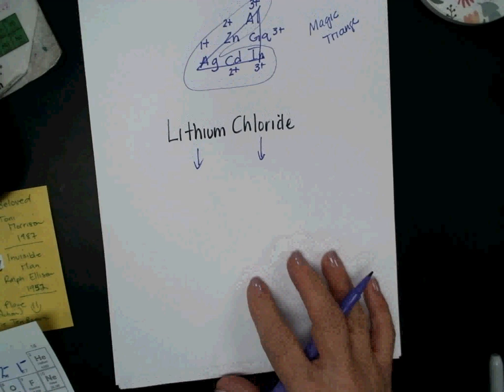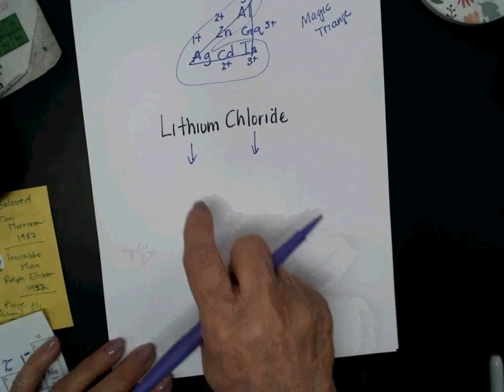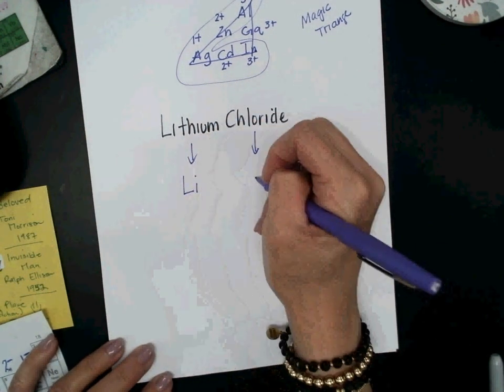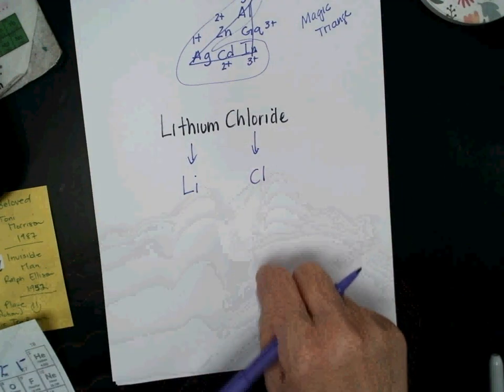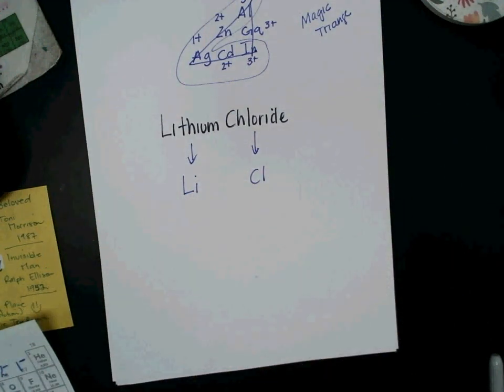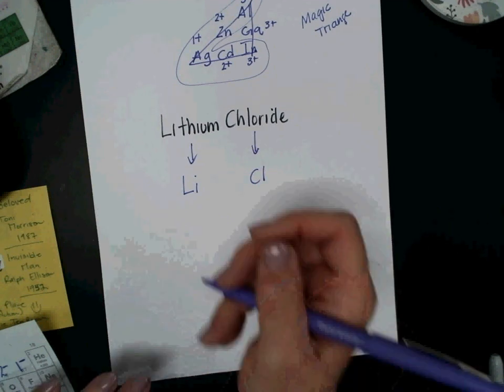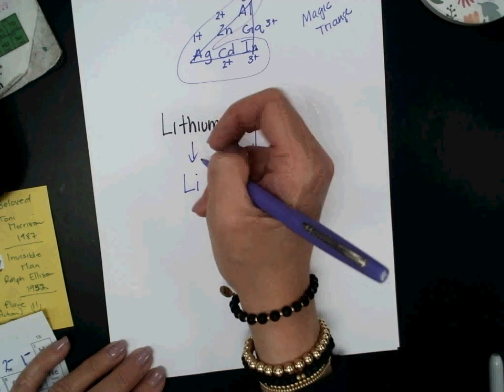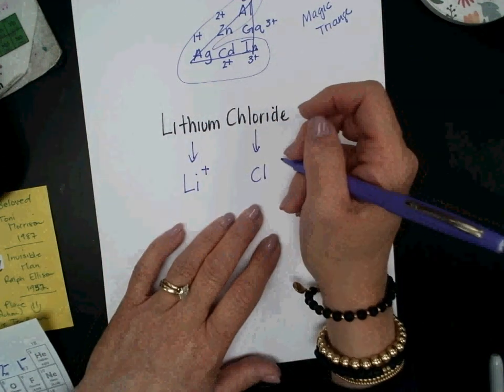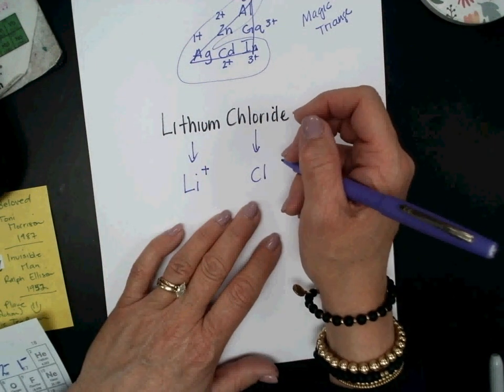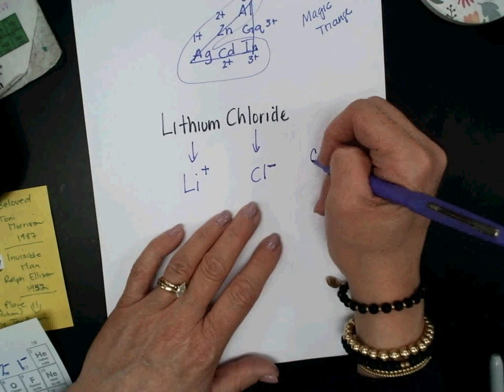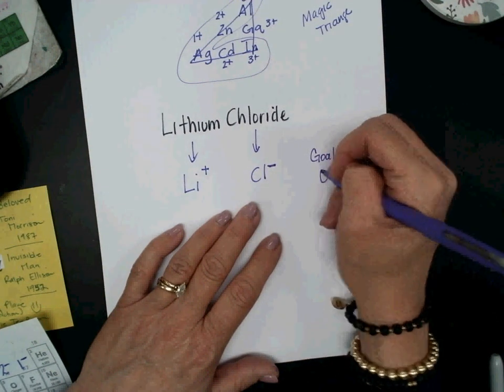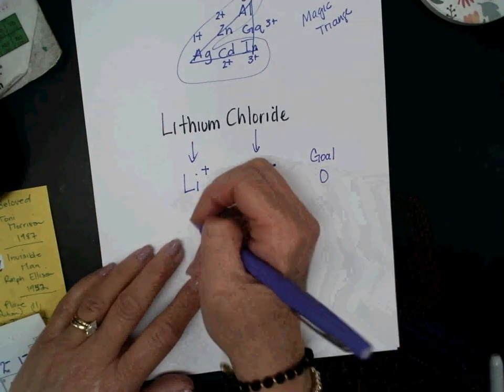Okay, so now let's find lithium and chlorine. Find lithium on your periodic table, Li, and chlorine, which is Cl, and give them their charge. What's the charge of lithium, Aaron? 1. Yep, good. So 1 what? 1 plus or 1 minus? 1 plus. Okay, so I would write a plus. And chlorine is what, Owen? 1 minus. And remember, my goal is 0.